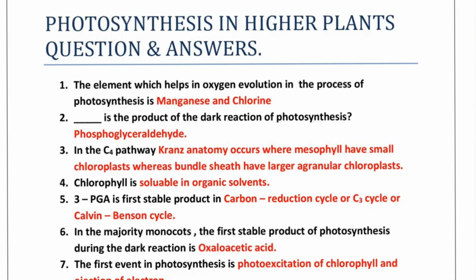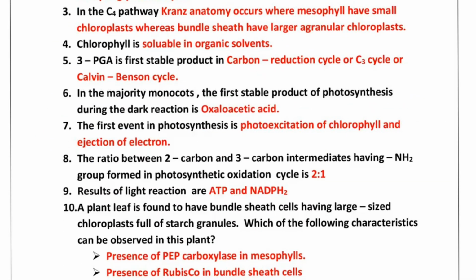In the majority of monocots, the first stable product of photosynthesis during the dark reaction is oxaloacetic acid. The first event in photosynthesis is photoexcitation of chlorophyll and ejection of an electron. The ratio between 2-carbon and 3-carbon intermediates having NH2 group formed in the photosynthetic oxidation cycle is 2:1. Results of the light reaction are ATP and NADPH2.